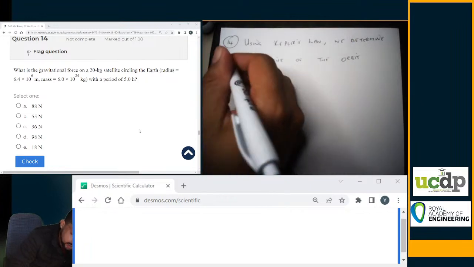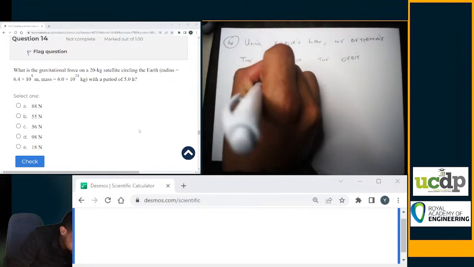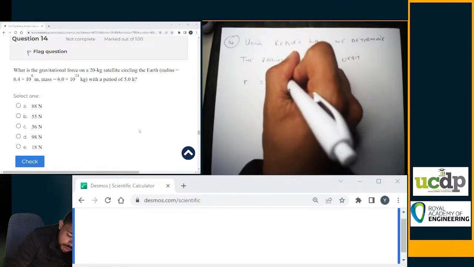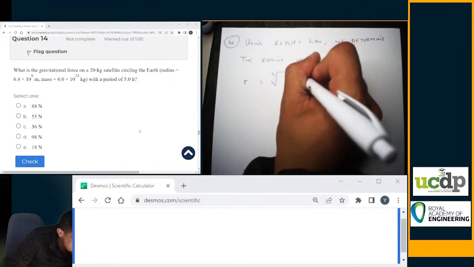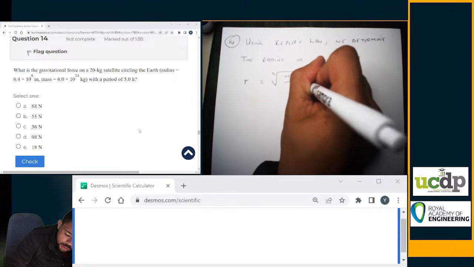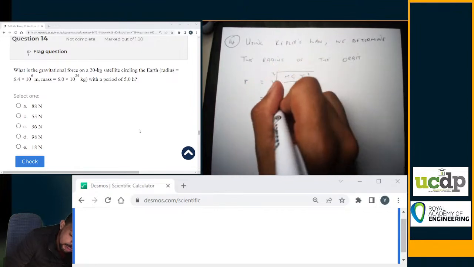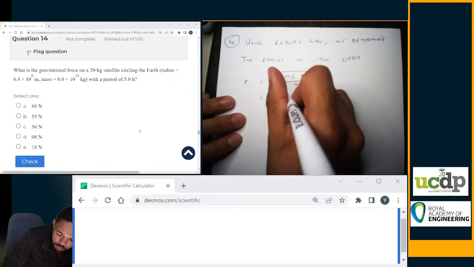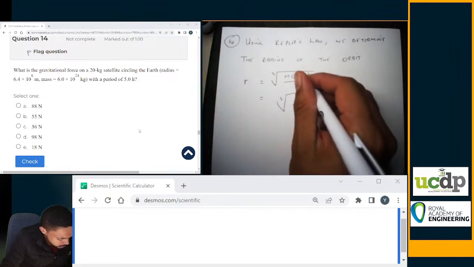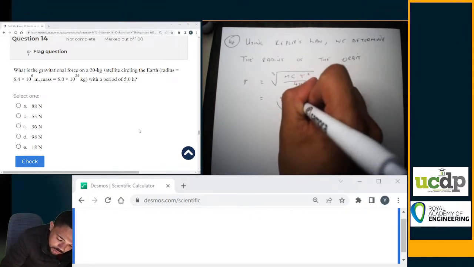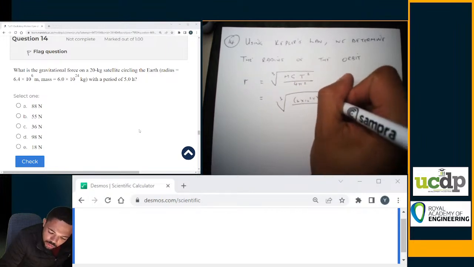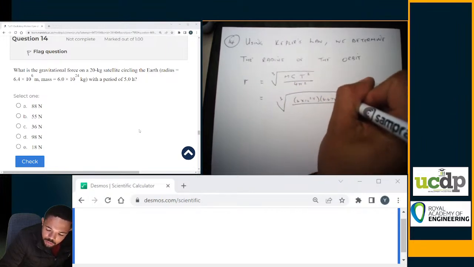Okay, so the radius of the orbit in Kepler's third law would be equal to the cube root, we just rearranged for the radius, of the mass times the gravitational constant times the period squared over 4 pi squared. If we plug in everything that we know: the mass of the Earth is 6 times 10 to the 24, G is 6.67 times 10 to the negative 11.